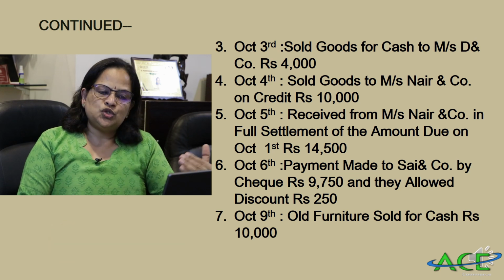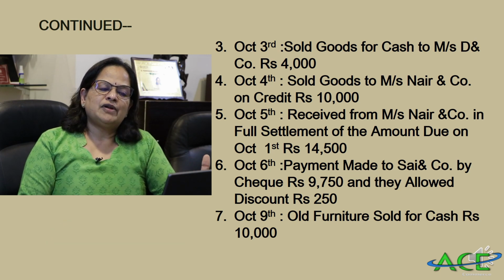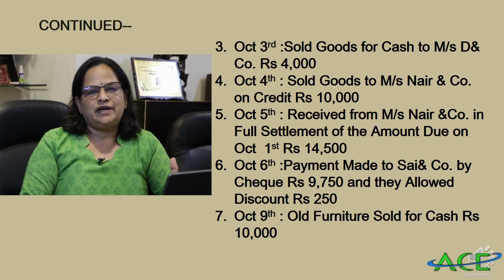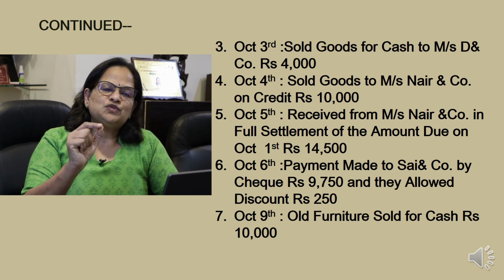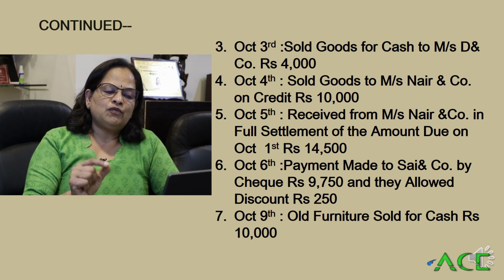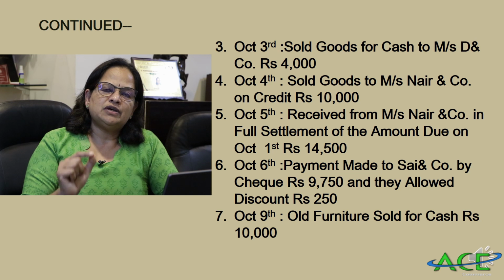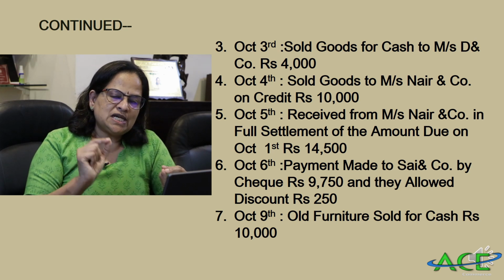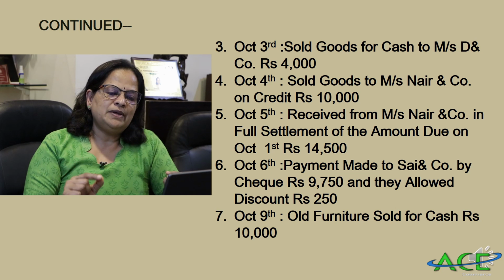October 4th. October 5th, received from Messrs. Nair and Company in full settlement of the amount due on October 1st, 14,500. The October 1st value was 15,000. Now in full settlement we are accepting 14,500, so we are allowing a discount of 500. Discount allowed and discount received we will be writing separately. That you have to remember.